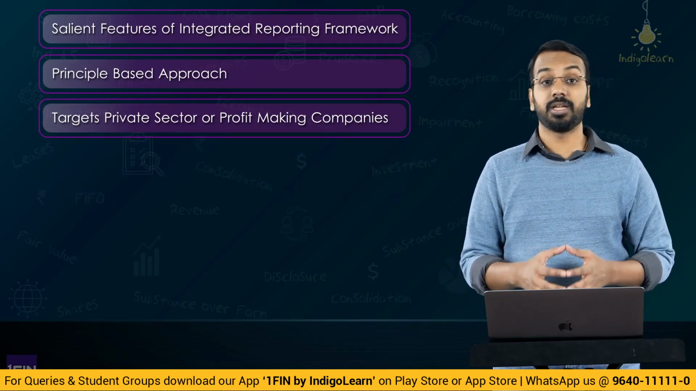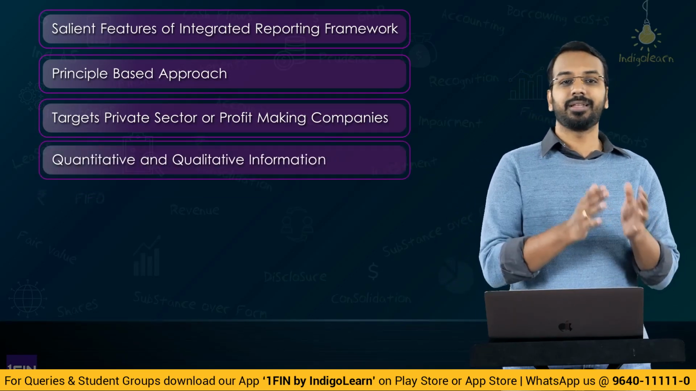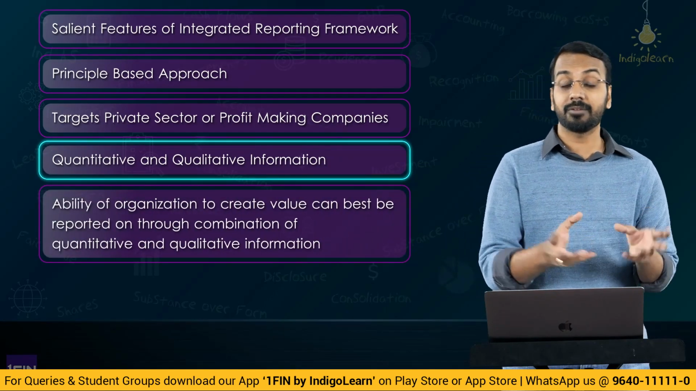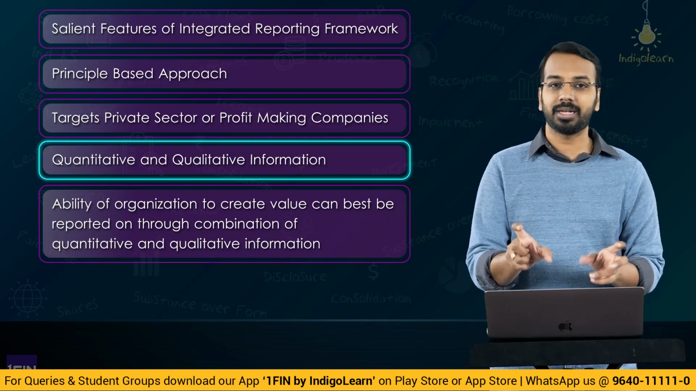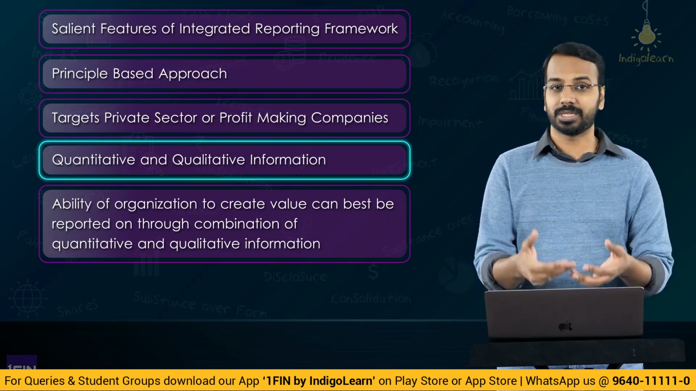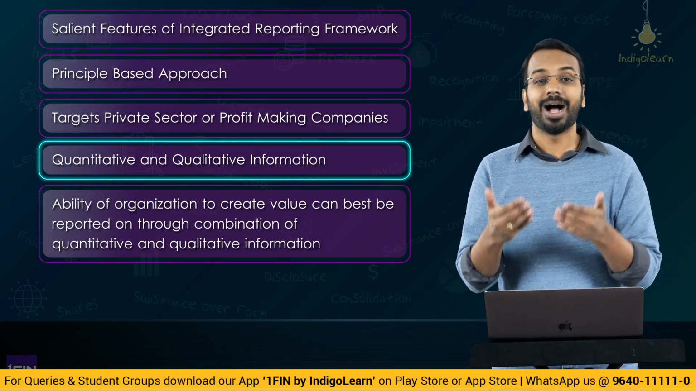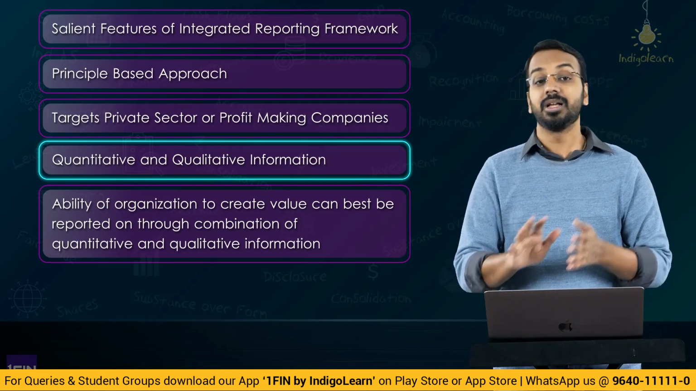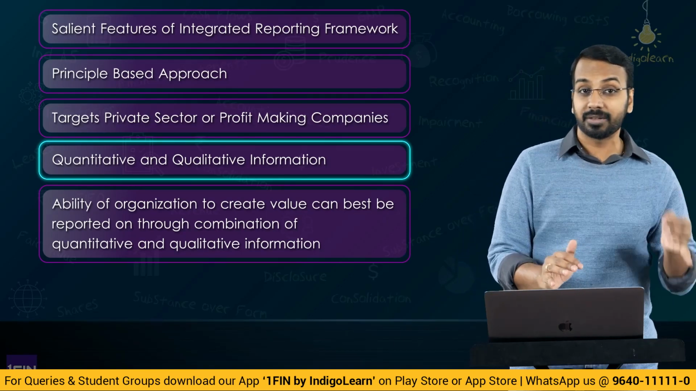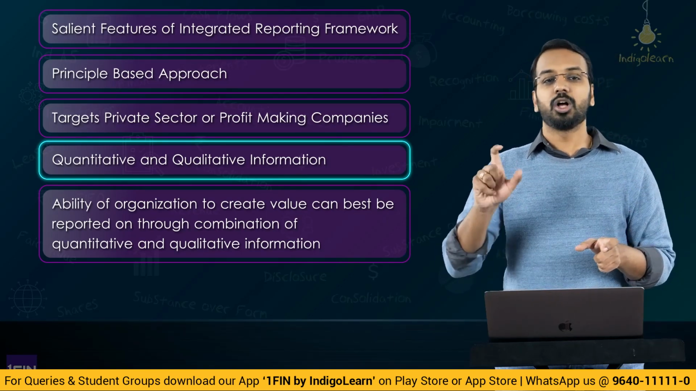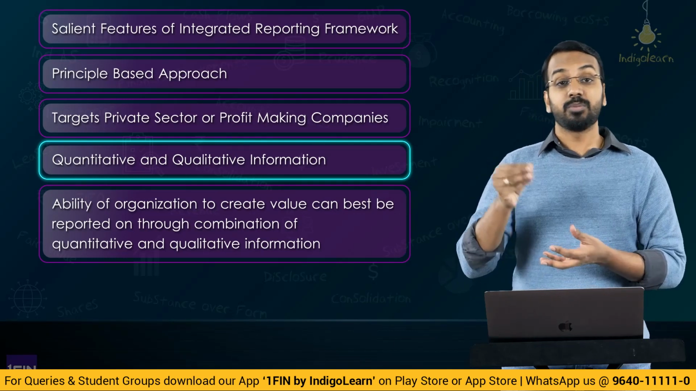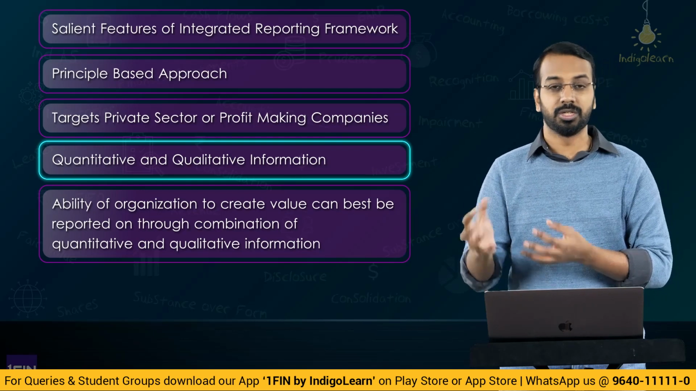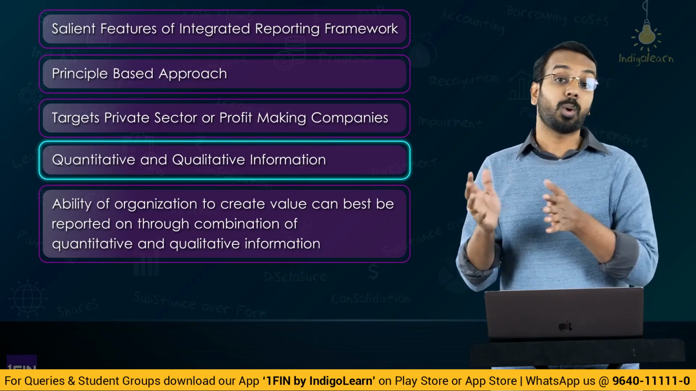Then the third feature is quantitative as well as qualitative information. Some information may be quantitative, some information may be qualitative. A combination of these two must be presented so as to demonstrate how value is being created. The framework does not say that you have to use these quantitative metrics. The framework does not say you have to talk about these qualitative features, but there has to be a combination. Quantitative means which can be measured, like net profit, number of employees, number of units of production, units of energy consumed. That is a quantitative metric.